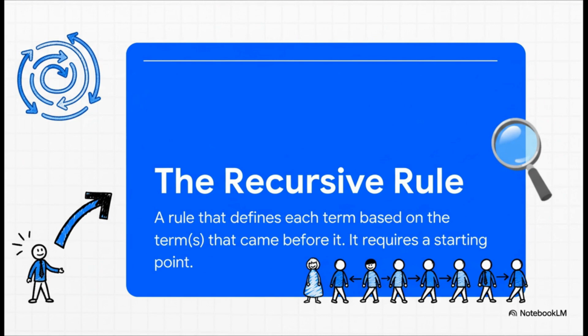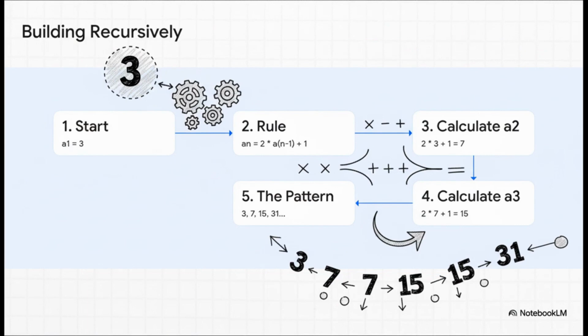Okay, now let's check out that second method, the recursive rule. This is the follow-the-person-in-front-of-you method we talked about. With this one, each term's value completely depends on the term that came right before it. But here's the catch. You can't start a chain reaction without a spark, right? So a recursive rule always needs a defined starting point. Let's see how this actually works.